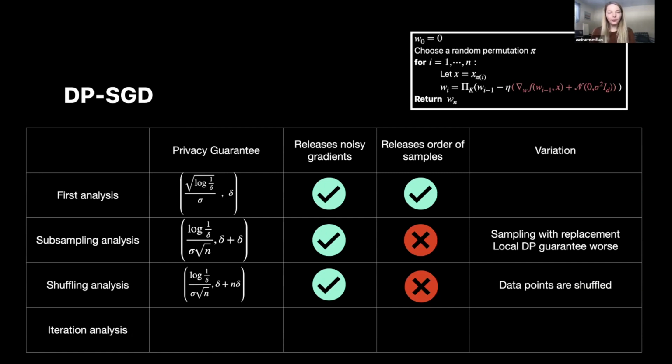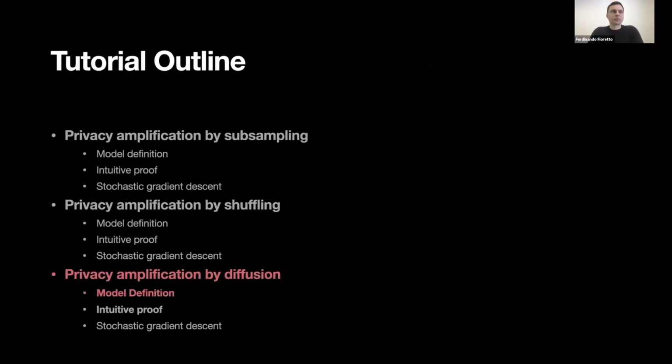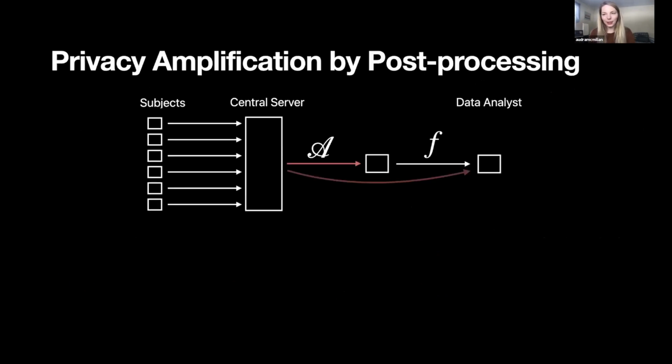Okay, so that was shuffling. The final privacy amplification I want to talk about is amplification by diffusion, or just generally post-processing. I'm calling it diffusion because it tends to happen by adding Gaussian noise, but more generally, it's just post-processing. Suppose you have an epsilon differentially private mechanism A, and you take the output of it and run a post-processing function f, so f never touches your data again. What we want to know is how much more private can the composition of these two functions be?